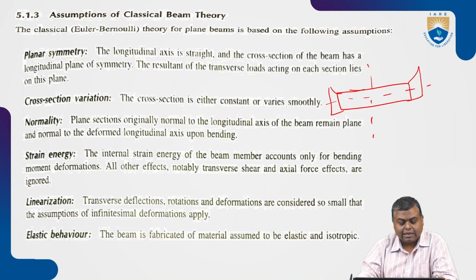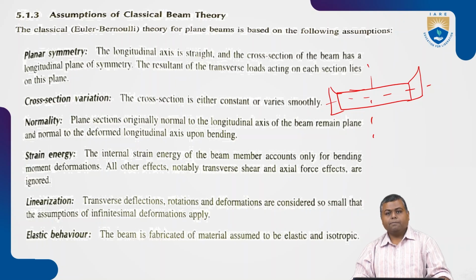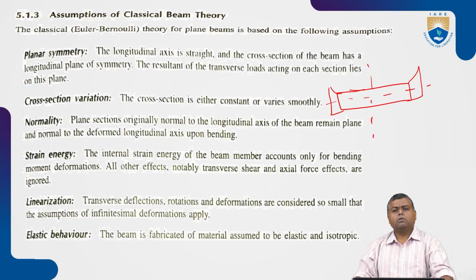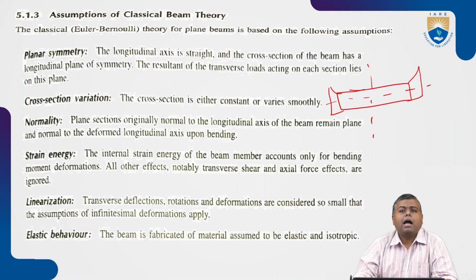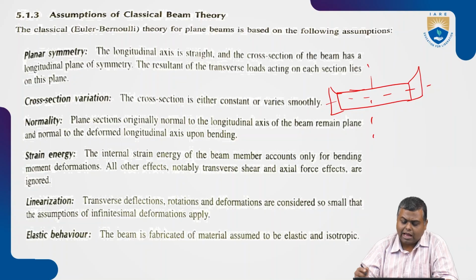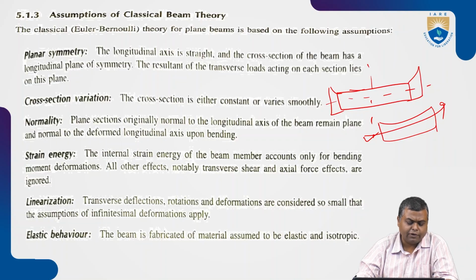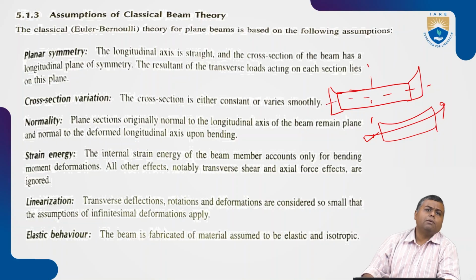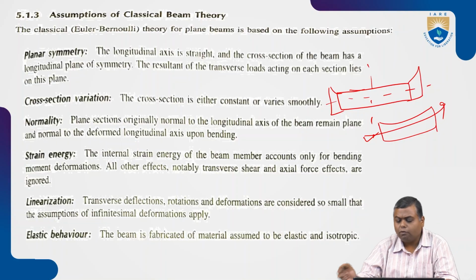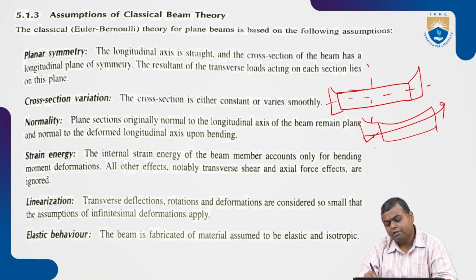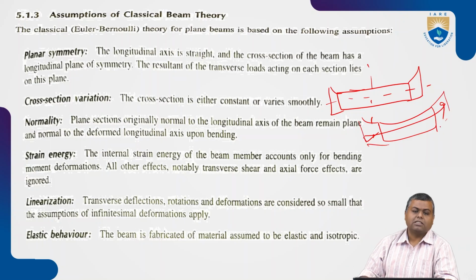Now, the strain energy: the internal strain energy of the beam member accounts only for bending moment deformation. All other effects, notably transverse shear and axial force effects, are ignored. Generally, the axial force present over the beam element will be ignored. Now, the linearization: the transverse deflection and rotational deformation are considered so small that the assumption of infinitesimal deformation is made, or sometimes it is neglected and sometimes considered. It depends upon the beam theory considered.